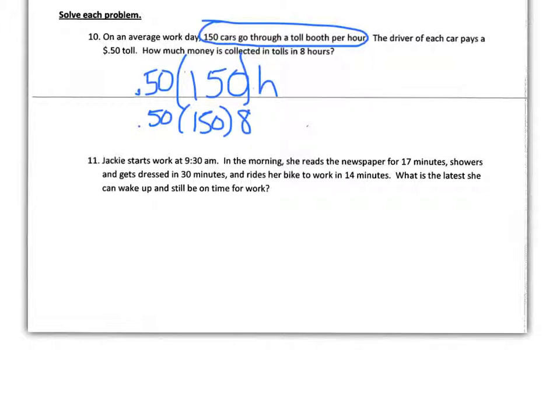So we'll multiply it in order. And you have 50 times 150. You get 75 times 8. 75 times 8 would be, what is that, 600? So that would be $600 in 8 hours. Write that in a sentence.